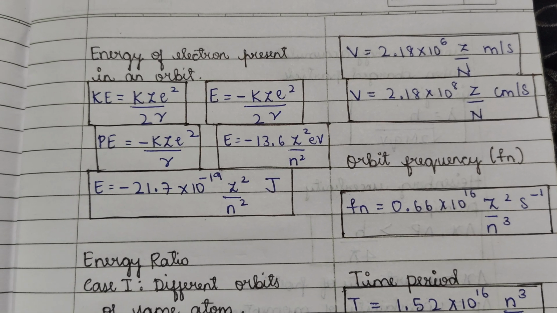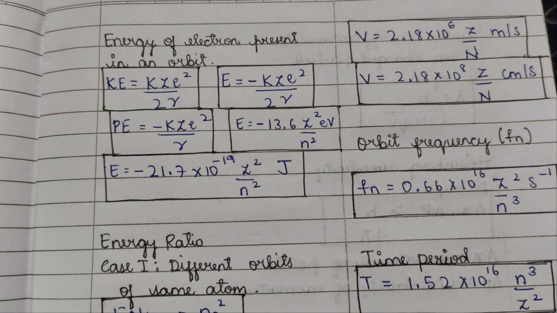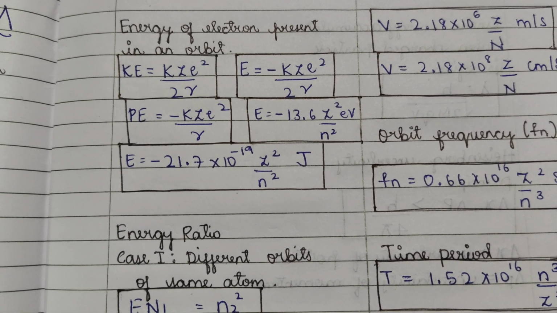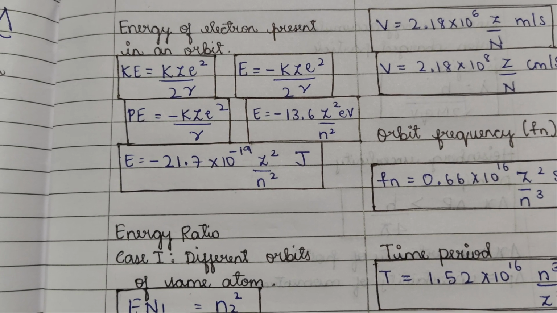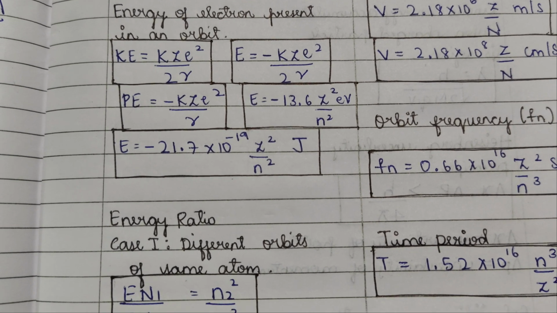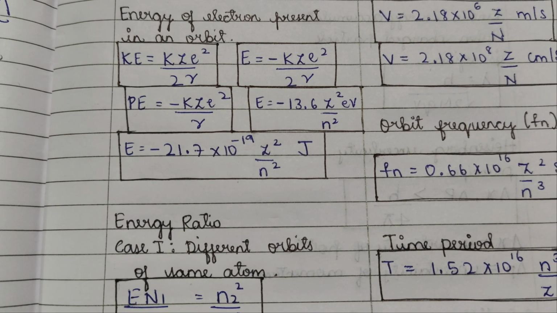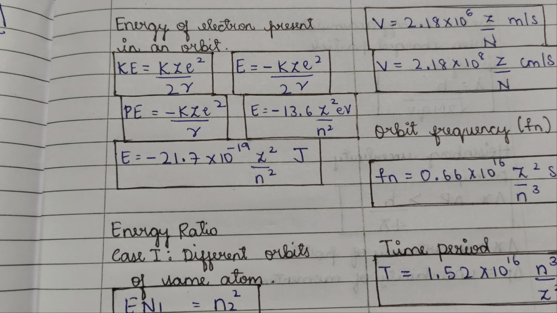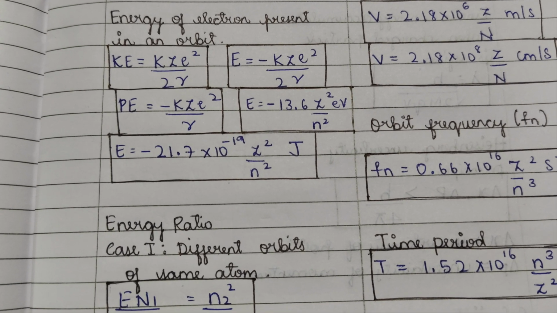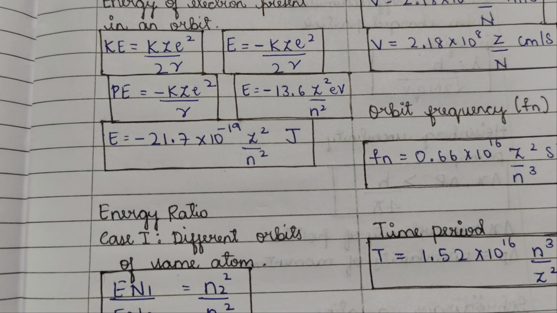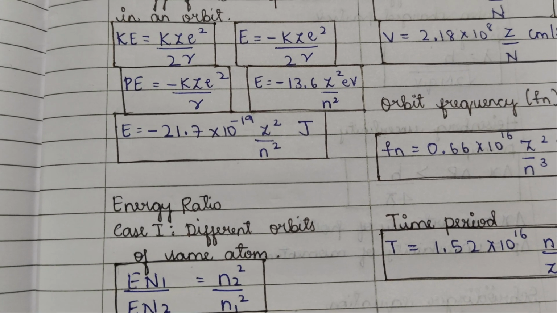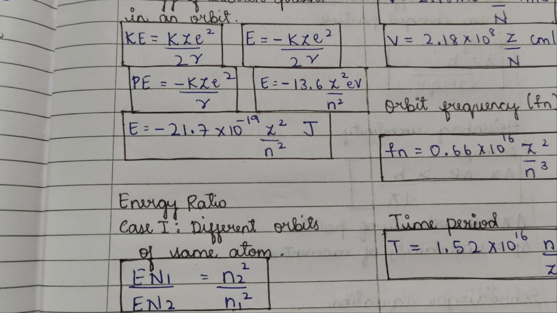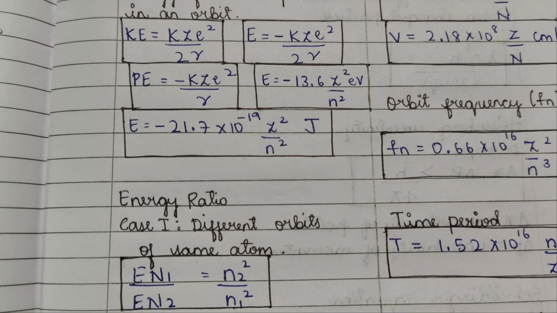Energy of electron present in an orbit: KE is equal to kZe square divided by 2r. Another formula is E is equal to minus kZe square divided by 2r. Potential energy PE is equal to minus kZe square by r. E is equal to minus 13.6 z square by n square, which is in electron volt. Another formula, when they ask in joules, is E is equal to minus 21.7 into 10 power minus 19 z square by n square joules.